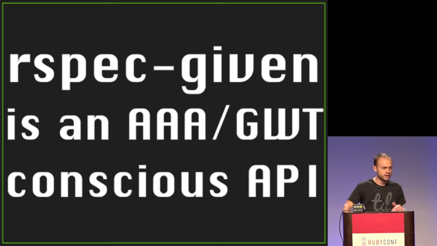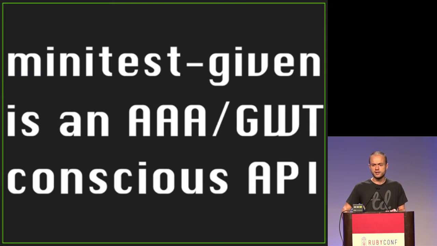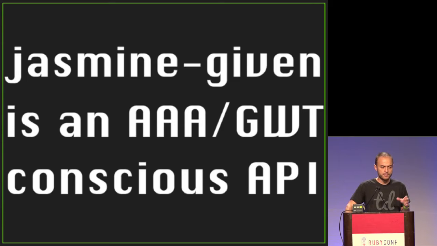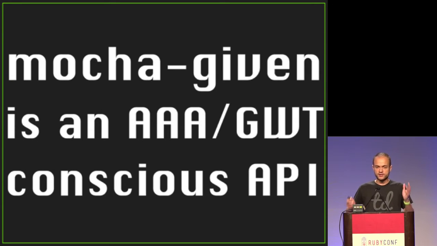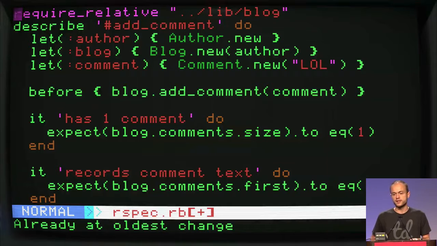The late, great Jim Weirich wrote an awesome Ruby gem. I hope you check it out, called RSpec Given. I help maintain it now. He and Mike Moore ported it to Minitest as well. I ported it a few years ago to Jasmine, and somebody else has taken it on and ported it to Mocha. It's a really cool given when then conscious testing API.